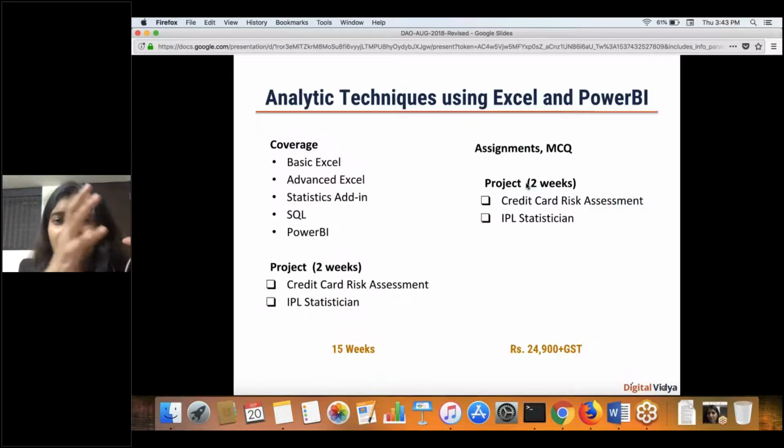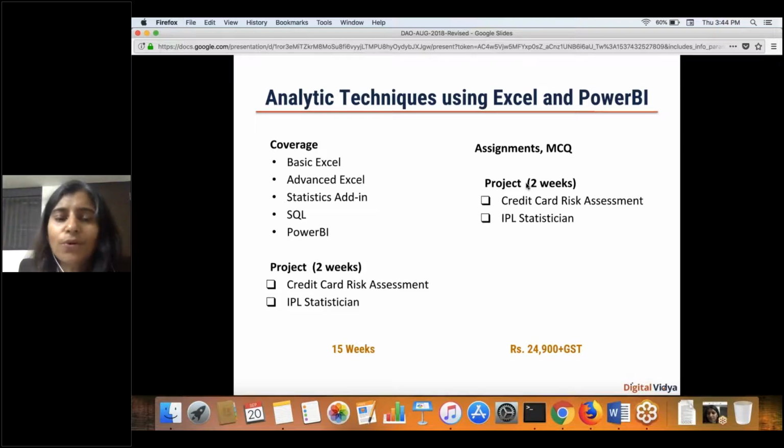The two courses are curated for people in functional roles. We call the first course Analytic Techniques Using Excel and Power BI. We start you with very basic Excel and take you to very advanced Excel so that you can do a whole lot of work with the data you have. You have a statistics refresher, you have SQL foundations so that you're confident working with data, especially if it sits in different databases, and Power BI, which is a Microsoft visualization tool which allows you to do very strong storytelling. You become an IPL statistician by the end of it, because that's the capstone project, or you do the credit card risk assessment, the example I've been using throughout today's session. And this is an instructor-led live course.